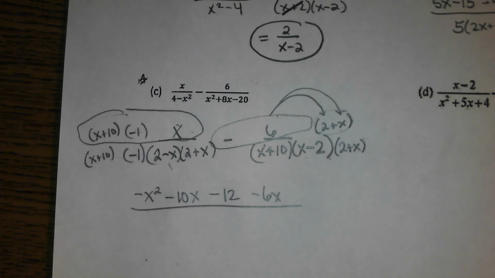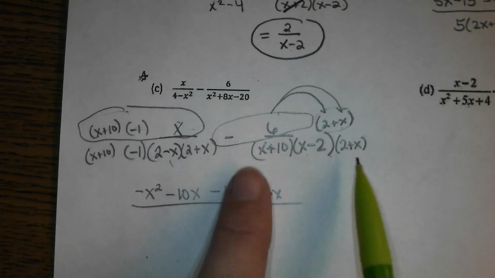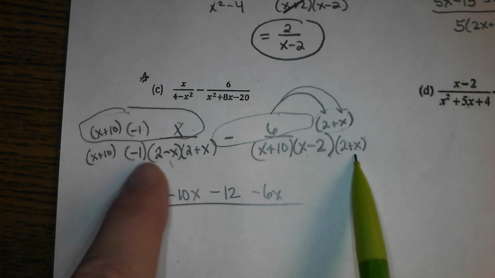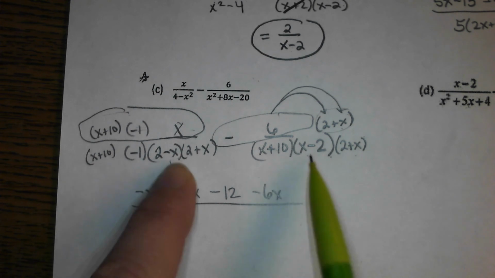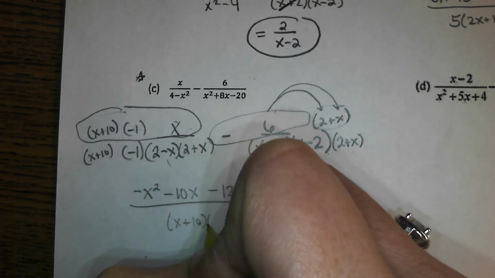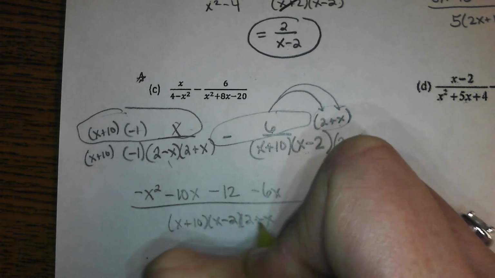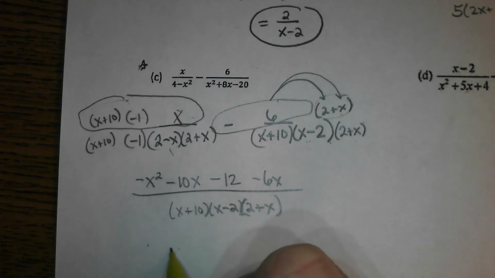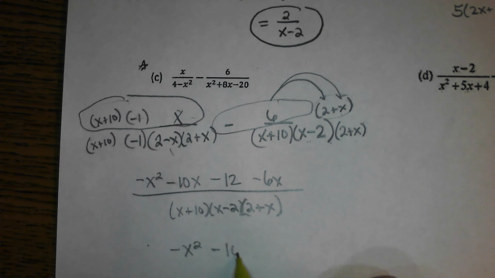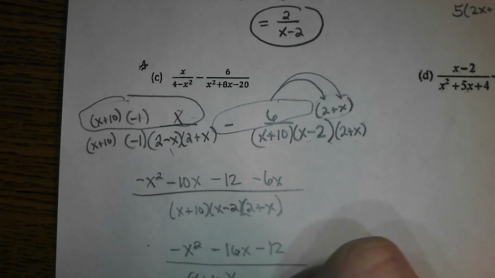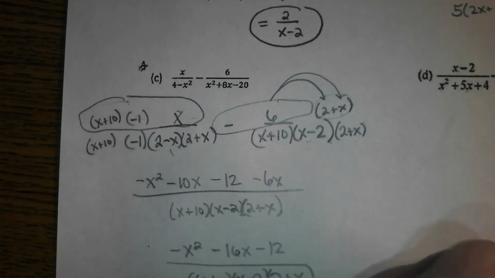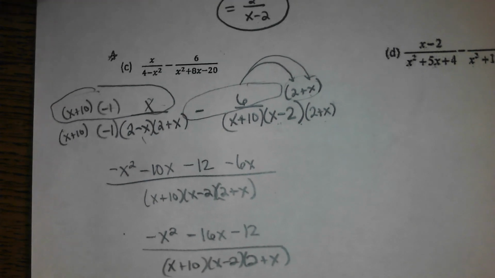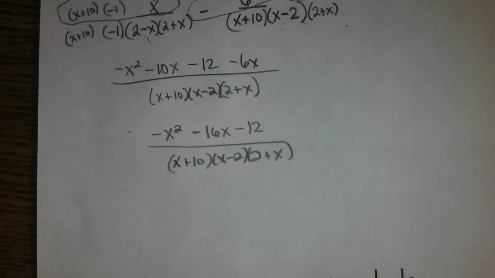This way it's nice because you only have to write that gross denominator once. This is really going to be my common denominator. I'm not going to write the negative 1 times 2 minus x if I could just write x minus 2. So I have an x plus 10, an x minus 2, and a 2 plus x. So all in all, I've got negative x squared minus 16x minus 12 all over x plus 10, x minus 2, 2 plus x. Is that numerator factorable? 1 and 12, 2 and 6. No, nothing makes 16, so I'm good.